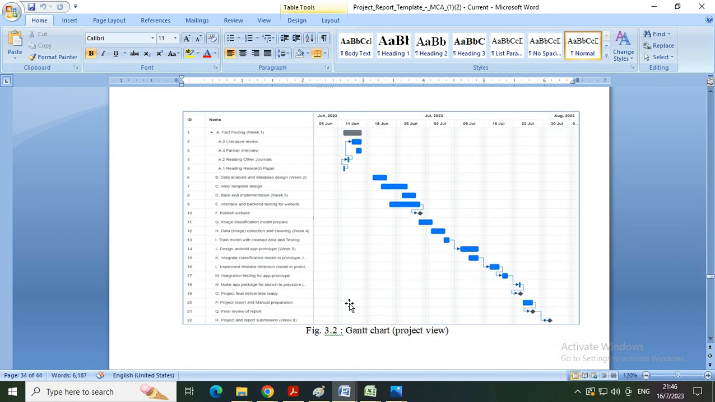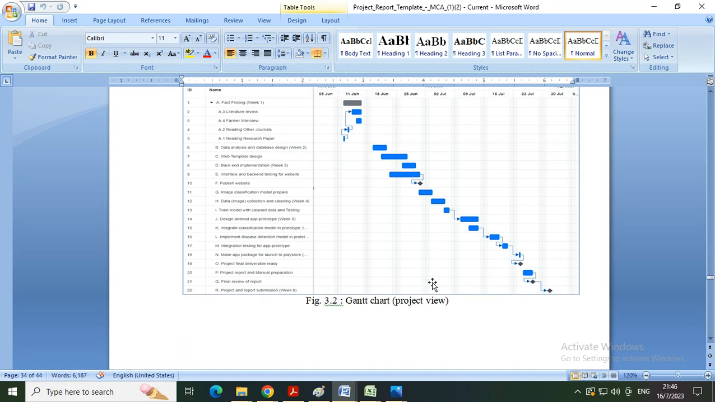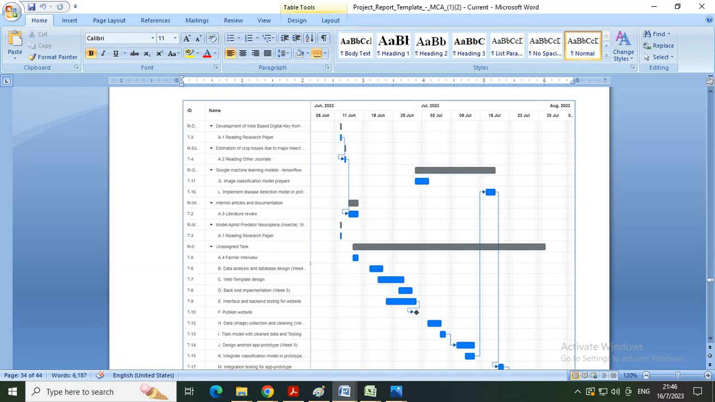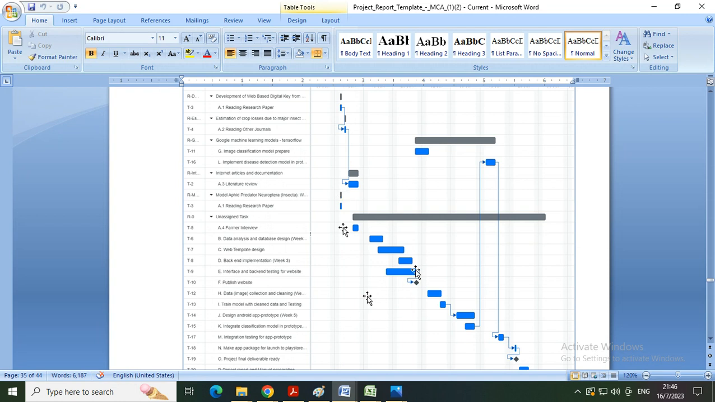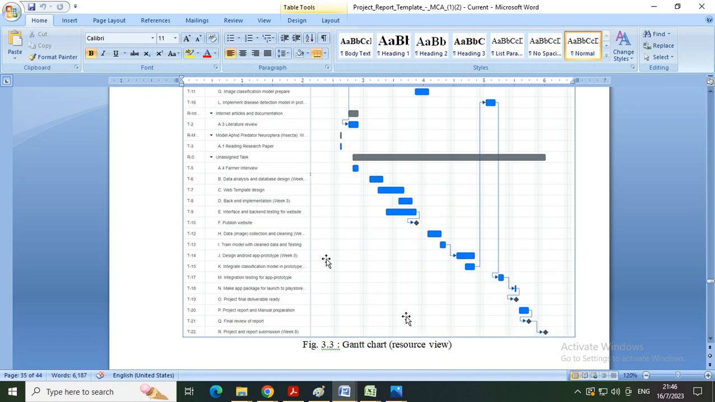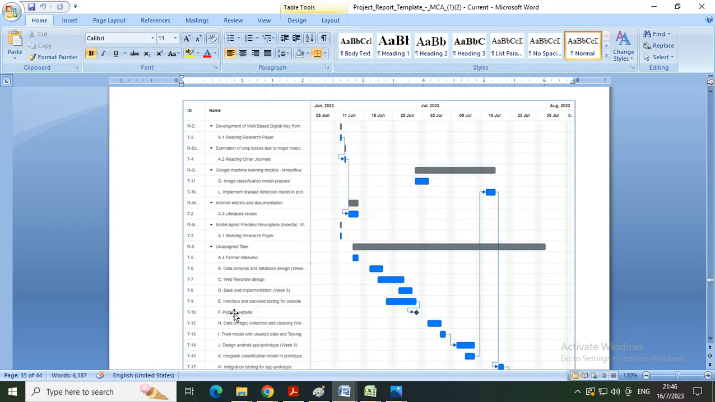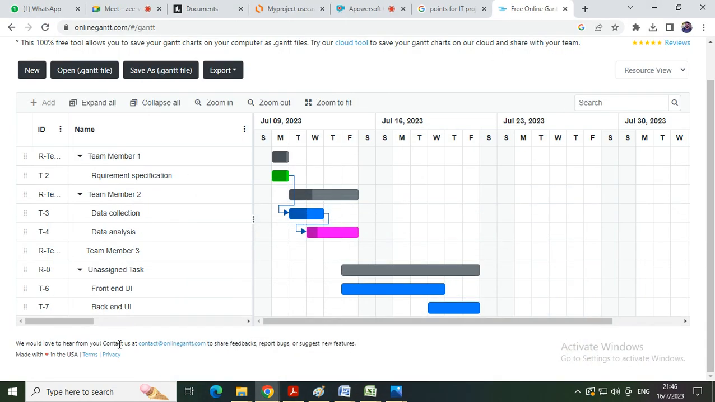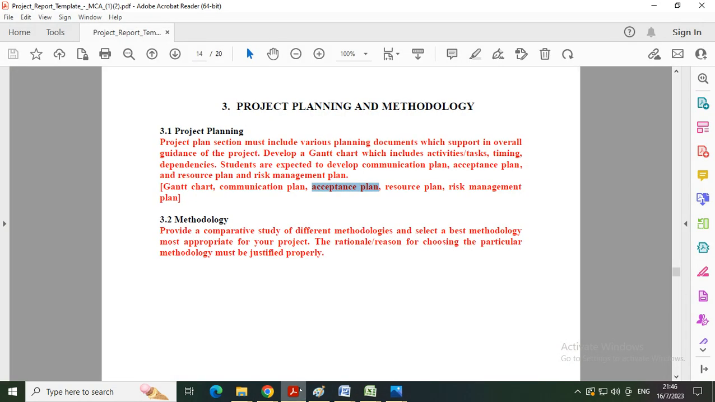See here, this is my project view and this is my resource view. Yes, the resource view looks different, the same Gantt chart. Got it? Okay, so the resource plan is done.